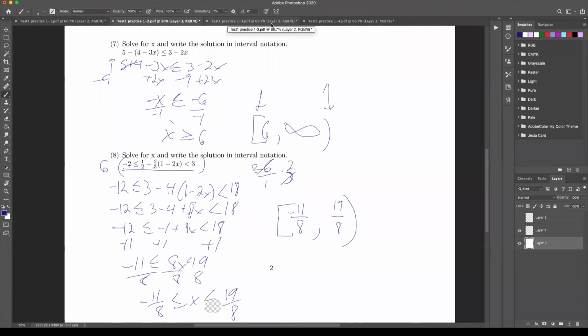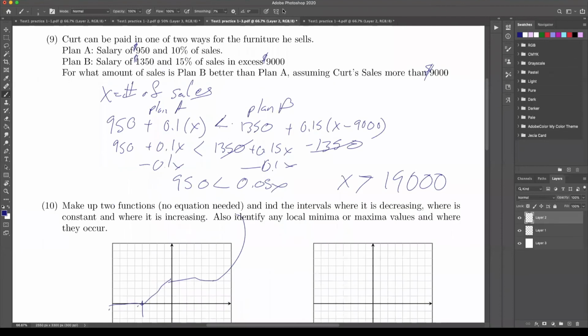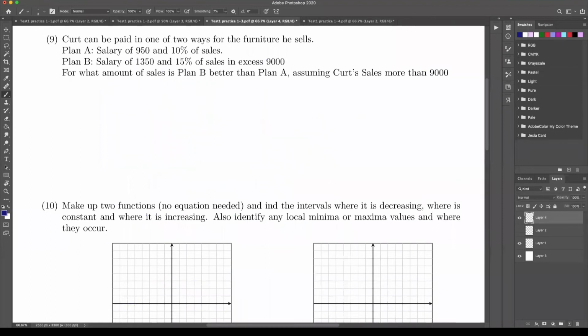All right, so let's go to the next one. Oops, I've already half started this one. That's what the eraser's for. Bam. Ta-da. All right, here we go. So let's do this one. So Kirk can be paid one of two ways for his furniture sales. Either he gets a salary of $950 plus 10% of his sales, or he gets $1,350 plus 15% of his sales in excess of $9,000.